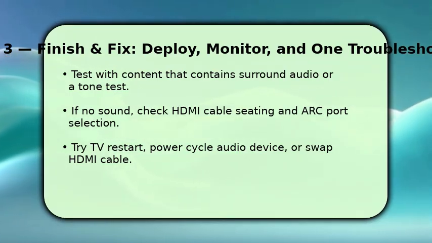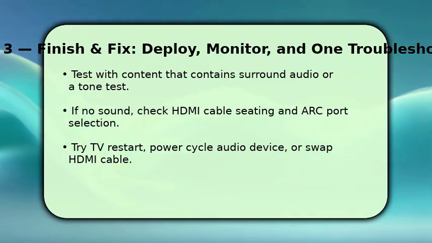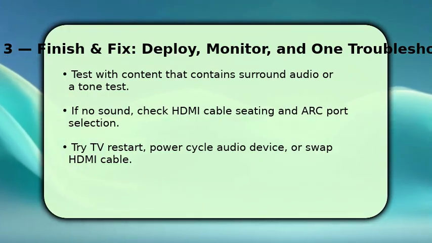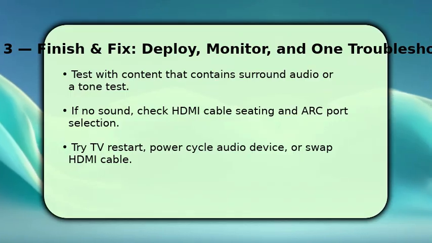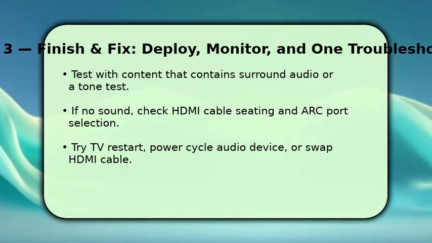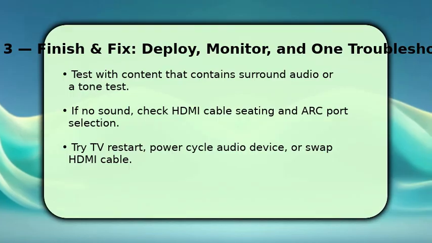Make sure CEC is enabled if your remote should control the receiver. If problems persist, power cycle the TV and audio device, unplug for 10 seconds, and try a different HDMI cable. This usually fixes handshake, sampling rate, or format negotiation issues.